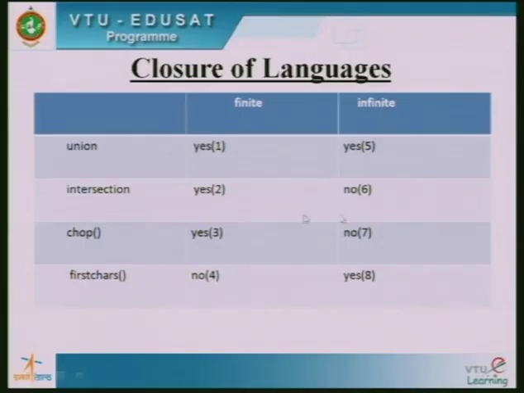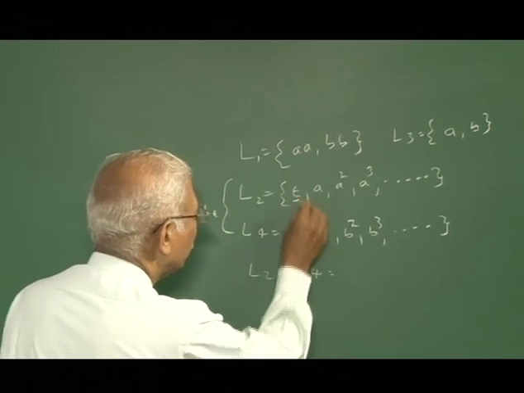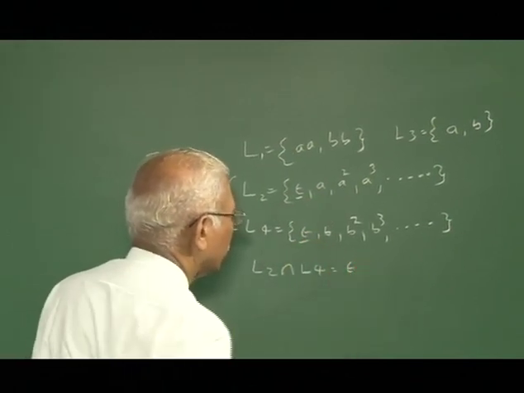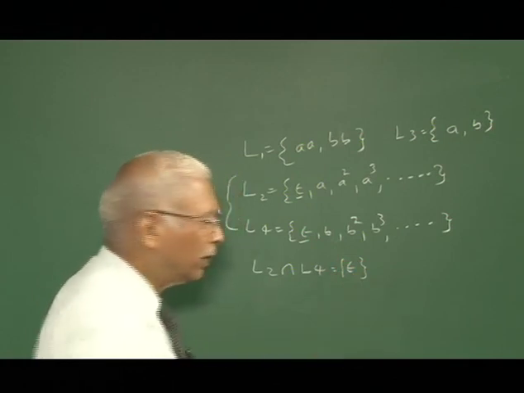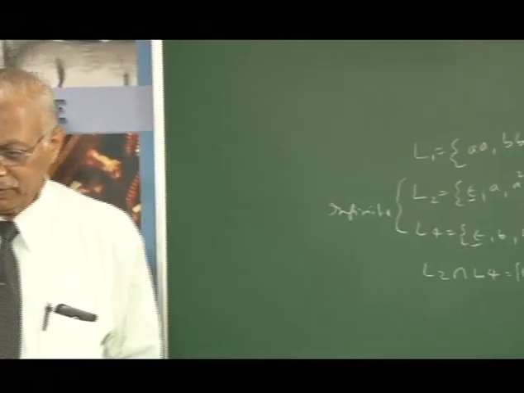Similarly, if you look at the results, what will be surprising is that the intersection of finite languages will be finite, that is understandable. Now, the intersection of infinite languages will not necessarily be infinite, it can be finite. For example, if you take the intersection of L2 and L4, what is common? Only this is common. Therefore, it will be finite, it will not be infinite. That is the meaning.